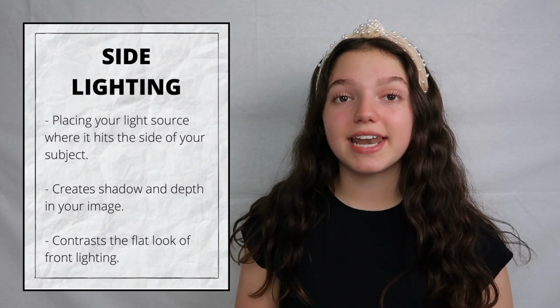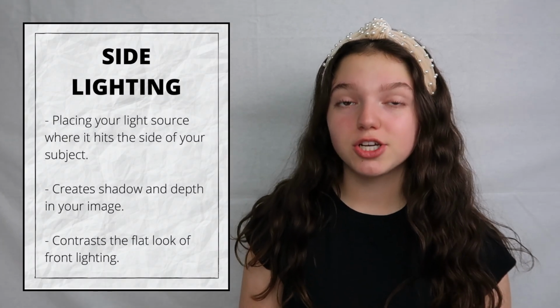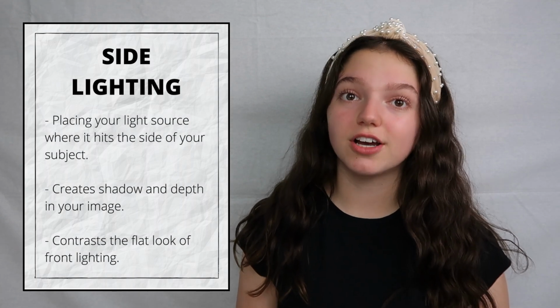So now we are going to be talking about side lighting. This technique includes placing your light source so that it hits the side of your subject, creating shadow and depth in your image, which definitely contrasts the look of front lighting. Having this type of depth in your image can potentially increase the interest that your audience or viewers might have in your image. Because when shooting with side lighting, that light doesn't always have to be coming from a 90-degree angle. It can be coming from the lower end of your image or higher depending on where you want your shadow to fall.